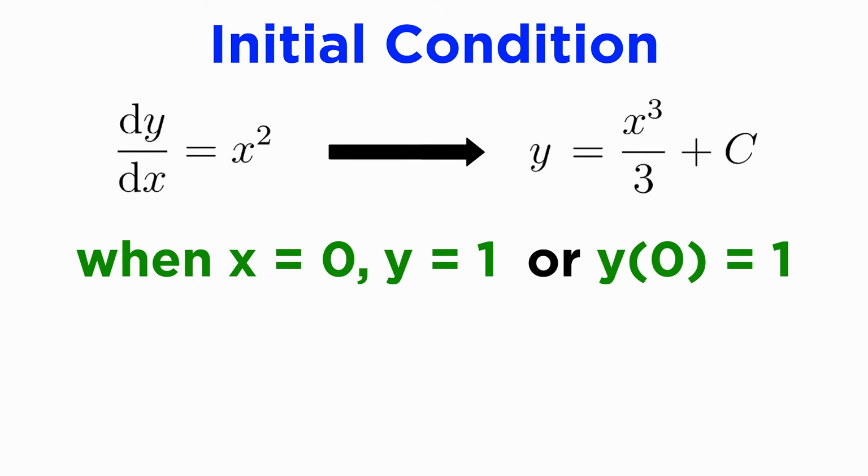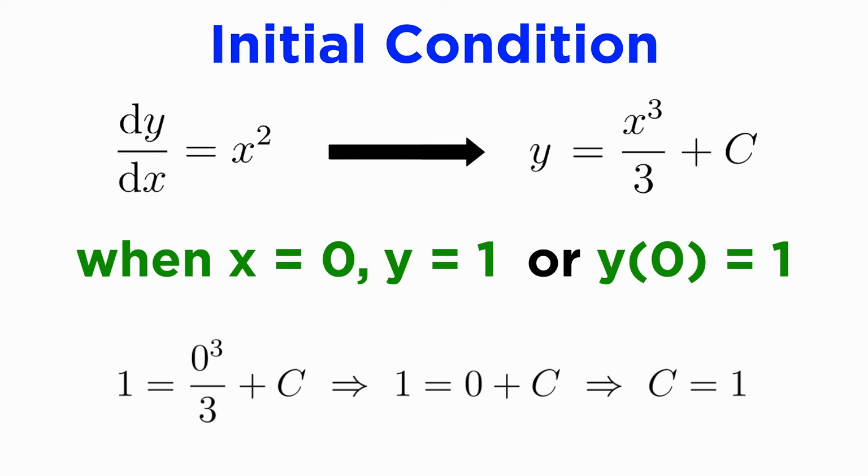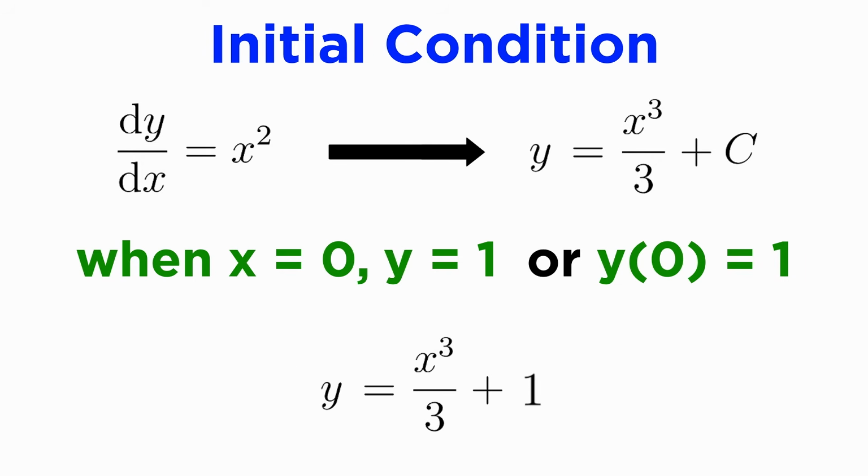Starting with our general solution, y equals x cubed over 3 plus c, we can substitute in x equals 0 and y equals 1 to get 1 equals 0 cubed over 3 plus c, which simplifies to 1 equals 0 plus c, giving us c equals 1. We say that the particular solution to the differential equation dy/dx equals x squared, satisfying the initial condition y of 0 equals 1, is the function y of x equals x cubed over 3 plus 1.